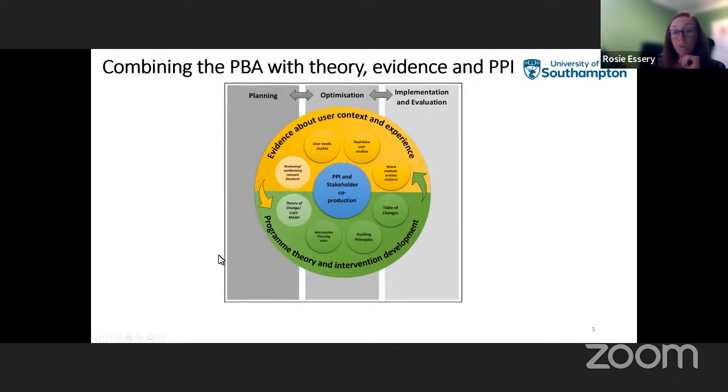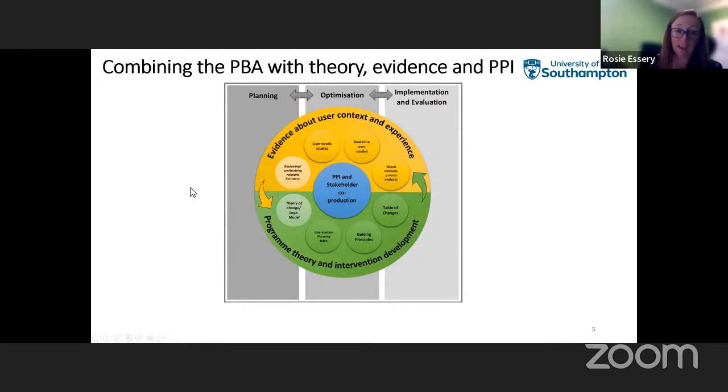There's also two additional core elements to the person-based approach. One is about gathering evidence about your intervention user's context and experience. So this is the yellow semicircle at the top here. And the other, the lower green semicircle, is about developing and refining program theory.